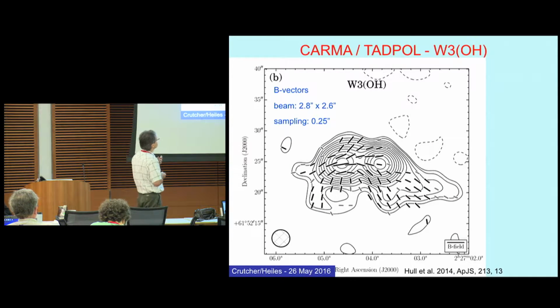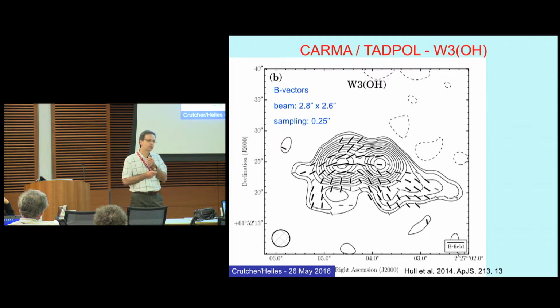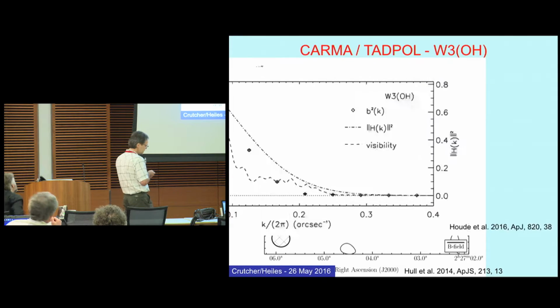Here's a map obtained with CARMA, TADPOL survey, resolution of about 3 arcsecond, W3OH. You'd like to apply the same technique to data like that. But the problem, which we discussed in a paper in 2011, is that the model that I just showed you applies to single dish data, not to interferometry data. If you apply that, certainly at the time we didn't know what the errors would be.